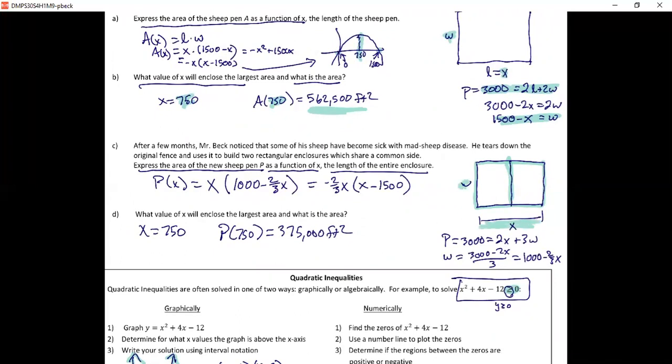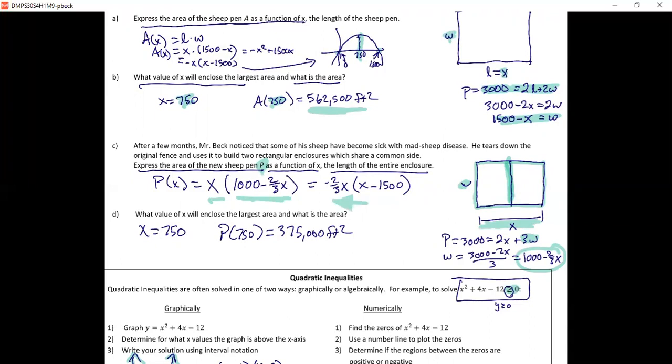My width is going to be different. But as I said, my perimeter now has 3 widths instead of just 2 widths, because I'm including this middle piece also. So solving for w, I get 1,000 minus 2/3 x. So I put that into my area function, which I'm calling p, just as something different. So this is the intercept form.